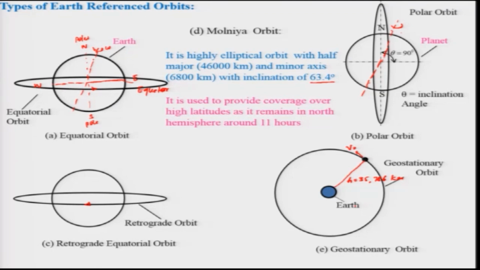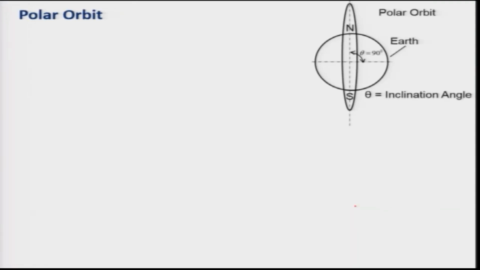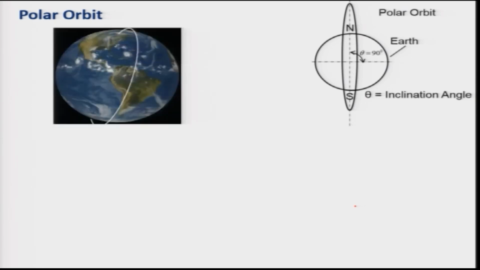Now, we will discuss the polar orbit. As I told, in a polar orbit the inclination angle between the equator and the orbit is around 90 degrees, and this shows the images of that. Let us say the satellite is around here in this location, revolving around in these directions, and this is your Earth.